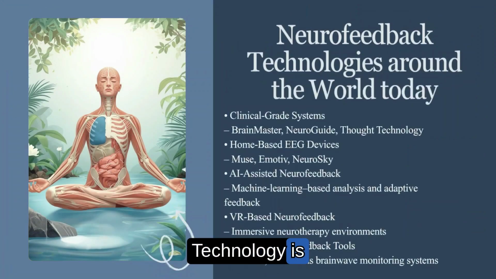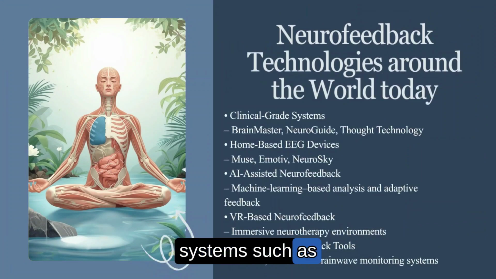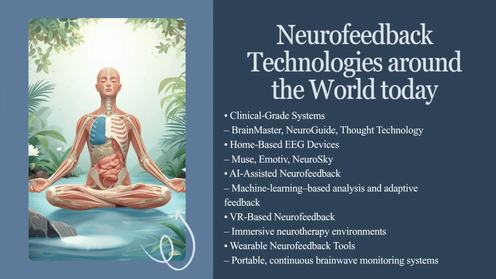How neurofeedback technology is evolving around the world. Today, neurofeedback systems have become more advanced and more accessible. Clinical-grade systems such as NeuroGuide, BrainMaster, and Thought Technology are used in hospitals and therapy centers, offering highly detailed analysis and custom protocols. Home-based devices like Muse, Emotiv, and NeuroSky allow users to practice neurofeedback independently, bringing brain training into everyday settings.